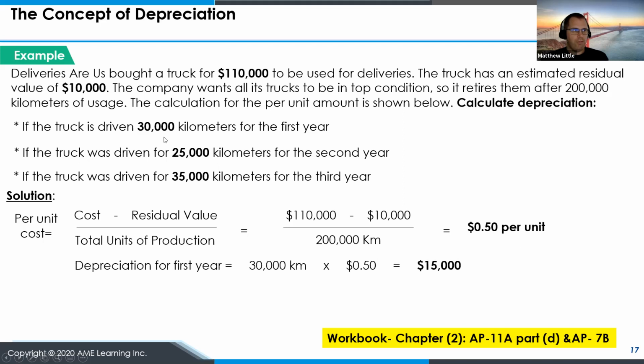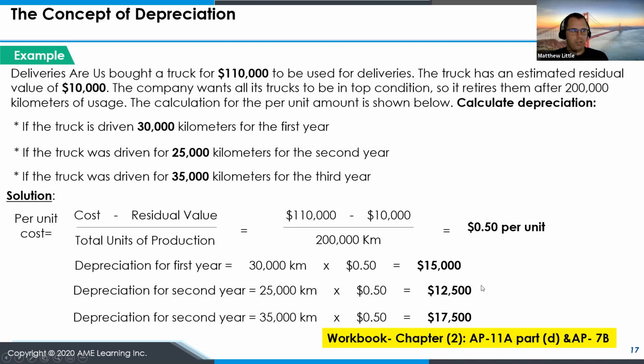So for the first year, if we drove 30,000, we would take 30,000 times 50 cents, $15,000 of depreciation. Second year, 25,000 times 50 cents for 12,500 in depreciation. Third year, 35,000, 50 cents per is $17,500 in depreciation. So at this point, we have $45,000 in depreciation after 3 years against a $110,000 purchased vehicle.